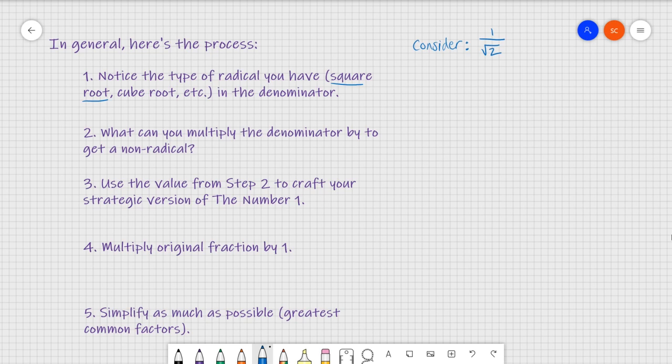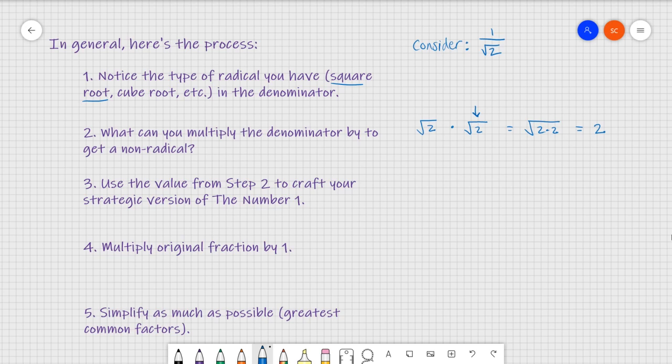Step 2 is what can we multiply that denominator by to get something that's not a radical? So consider that denominator, square root of 2. If I multiply it by the square root of 2, do you see how I'll end up with the square root of 2 times 2, which simplifies really nicely to 2. So I know that I can pick to multiply the denominator by the square root of 2 in order to resolve the radical situation.